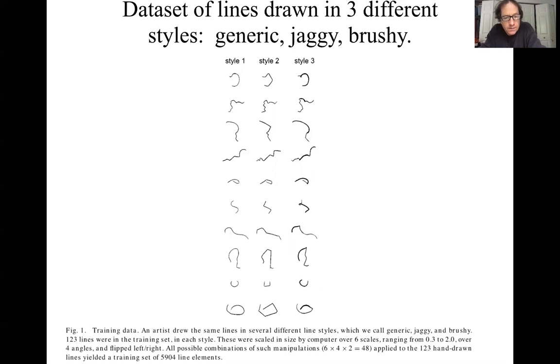Let's see, so the artist made 123 lines, and then we amplified that data set by replicating those lines over 6 different spatial scales and 4 different orientations, and then flipped left right. So that gave us a factor of 48 amplification for each of the 123, which gives 5,904 line elements in our data set, times 3 different styles.